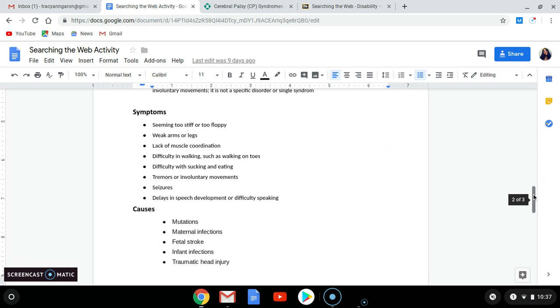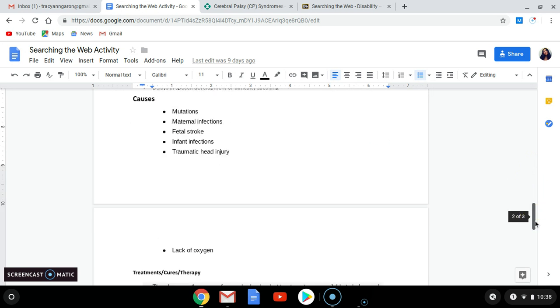The symptoms are seeming too stiff or too floppy, weak arms or legs, lack of muscle coordination, difficulty in walking, such as walking on toes, difficulty with sucking and eating, tremors or involuntary movements, seizures, and delays in speech development or difficulty speaking. So the causes would be mutations, maternal infections, fetal stroke, infant infections, traumatic head injury, and lack of oxygen.